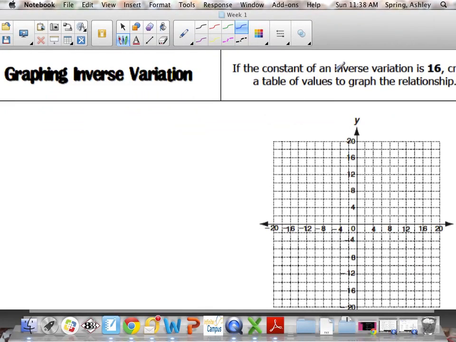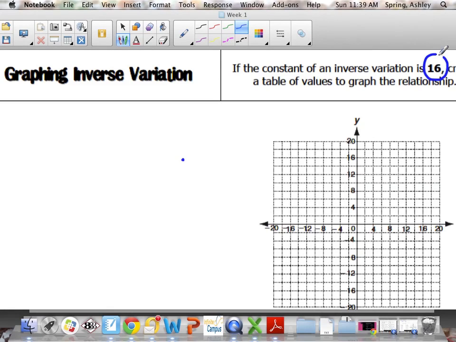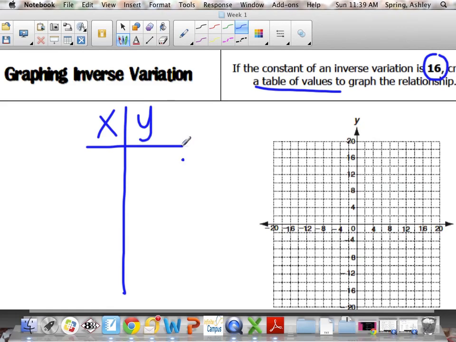This example says, if the constant of an inverse variation is 16, create a table of values to graph the relationship. So what we're looking for here is the constant of variation, which here says it's 16, and it tells me to create a table of values. So that's just a simple input-output table. And you really have the freedom or the control to decide which values you want to plug in for your input or your output. All I really know here is that whatever happens, I know that the product of x and y has to be equal to 16.